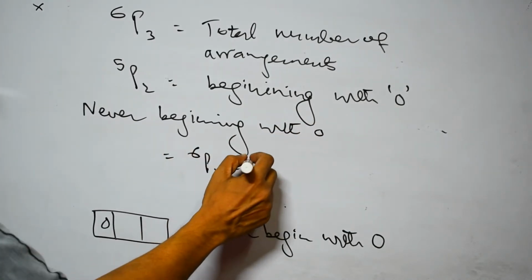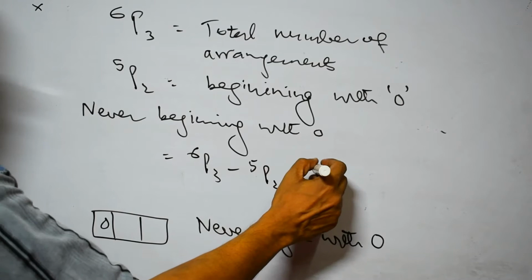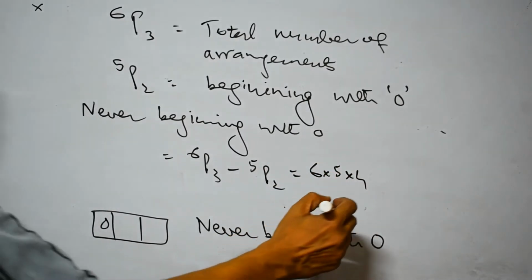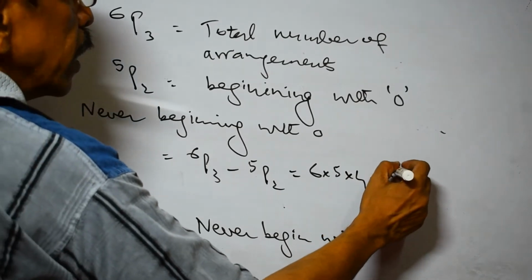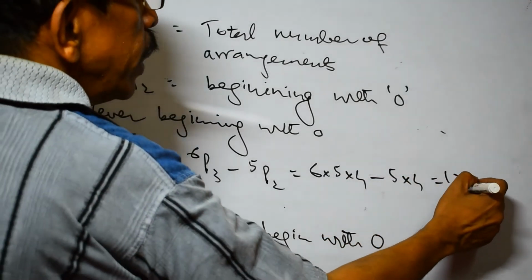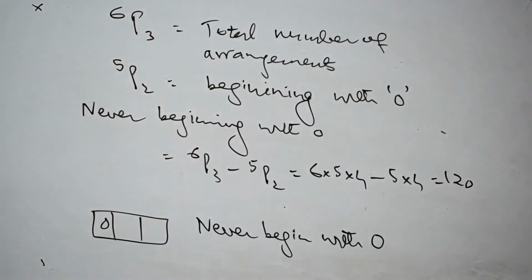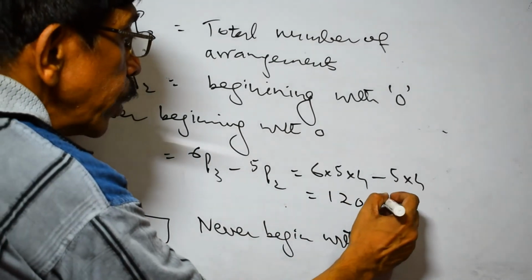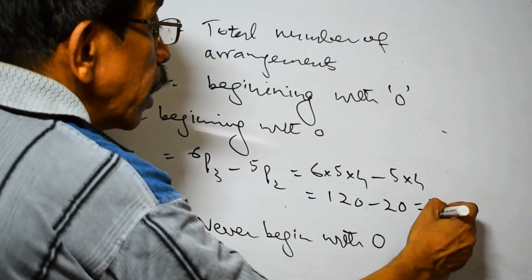(6p3) total case minus 5p2. 6p3 is 6 into 5 into 4 and 5p2 is 5 into 4. Therefore, we are getting 120 minus 20, that is 100. Therefore, we are having 120 cases minus 20 cases and the answer will be 100.